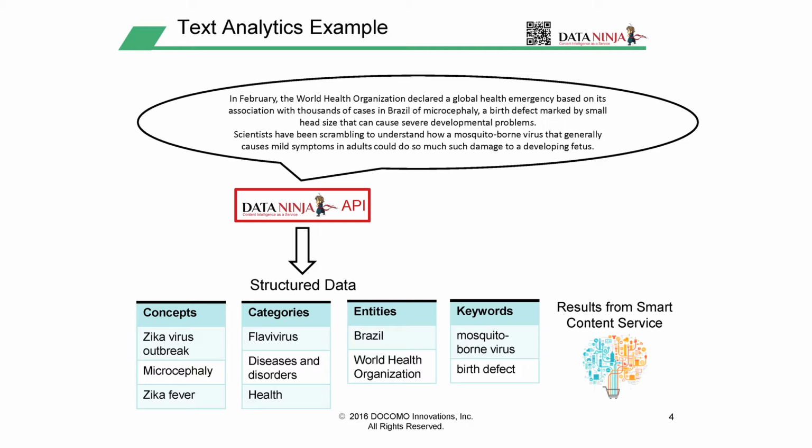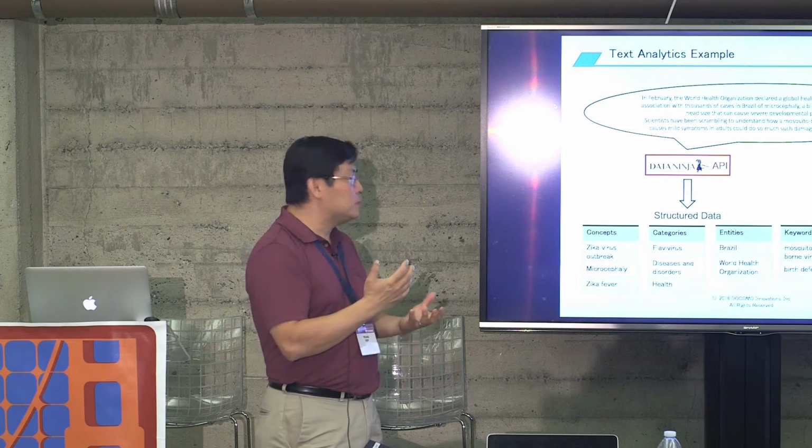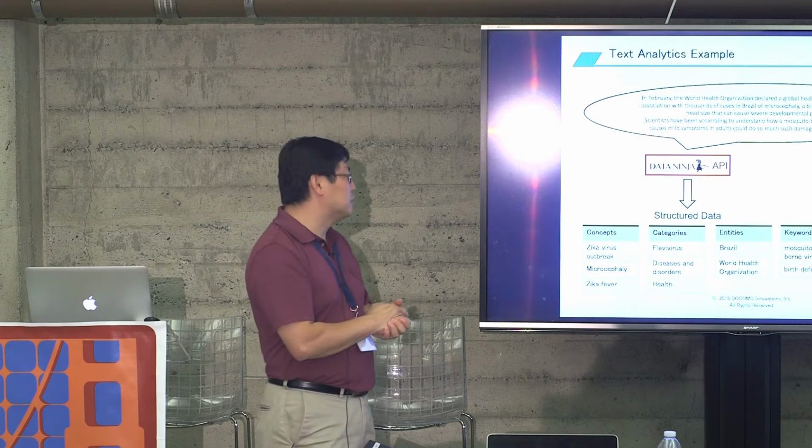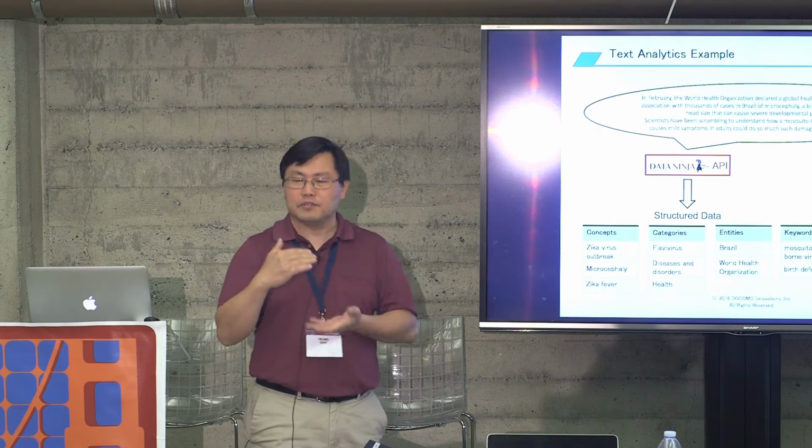We can then extract that the concepts include things like the Zika virus outbreak, the microcephaly, Zika fever. And we actually return many, many more. I'm just showing here the top 3. We also return the categories from them. And the categories can be at different levels, from something very specific to something very general. They are specific in flavivirus all the way to diseases and disorders, and then health is much, much more general. So depending on your use case, you might be interested in something more specific or something more general.